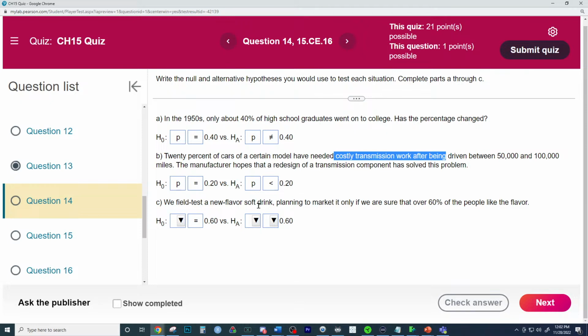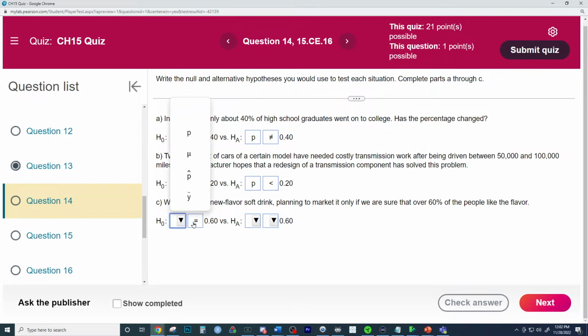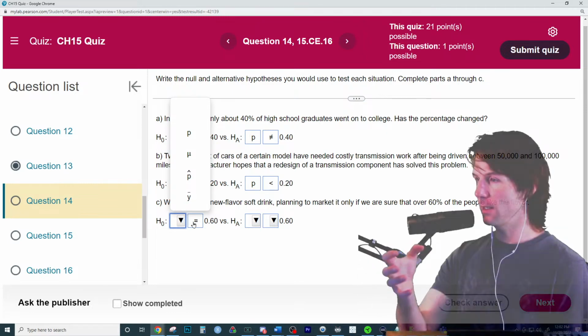We field test a new flavor of soft drink, planning to market it only if we're sure that over 60% of people like it. So the null would be what? Is it P or mu here? We give people a soft drink and we ask them if they like it. Is that P or mu?